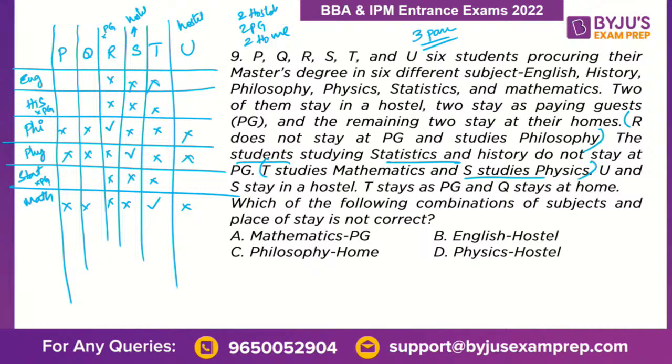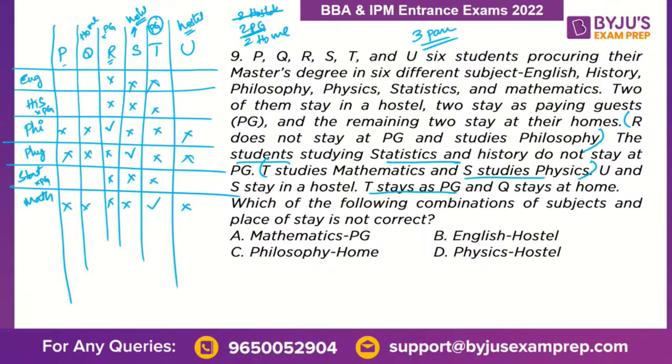Okay. Now what else is given? U and S stay in a hostel. T stays at PG. So T stays at a PG. And Q stays at home. Now as of now, look at the people. Your 2 hostels are taken care of because U is a hostel, S is a hostel. So both people staying in hostels we know. There are supposed to be 2 PGs. Only 1 PG we got. And there are 2 people remaining, P and R.